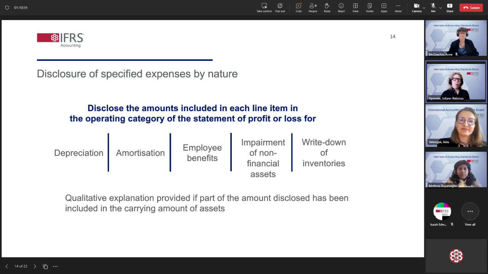So IFRS 18 requires a company that presents one or more operating expenses classified by function in the statement of profit or loss to disclose, in a single note, the amount of expenses included in each line item in the operating category for depreciation, amortization, employee benefits, impairment of non-financial assets, and write-down of inventories.